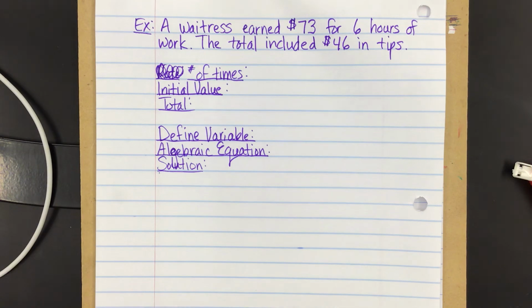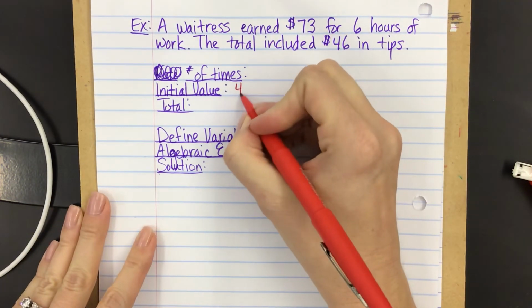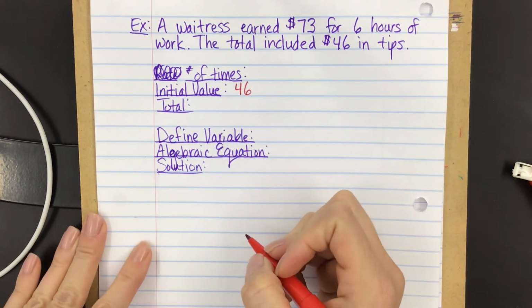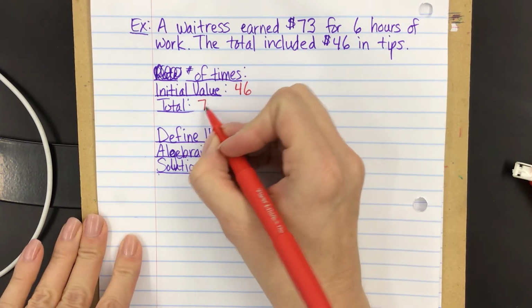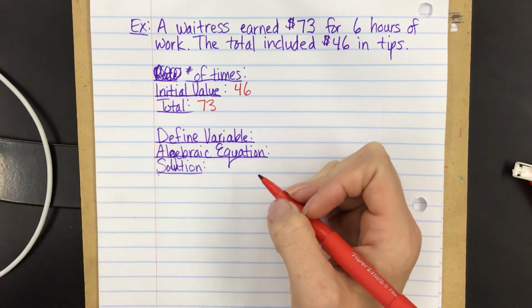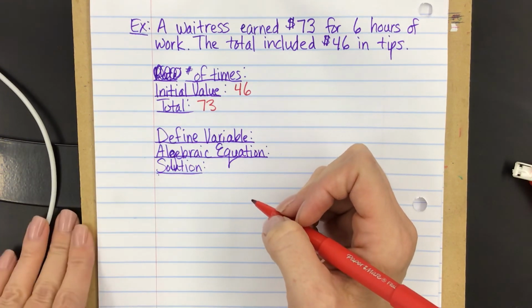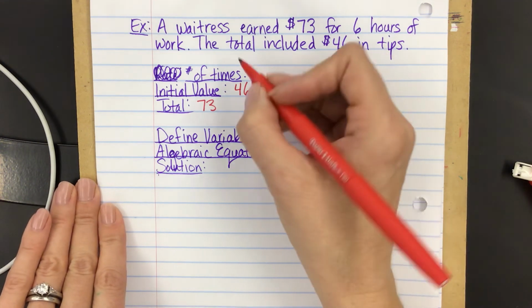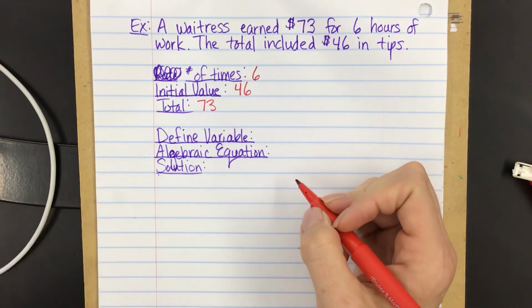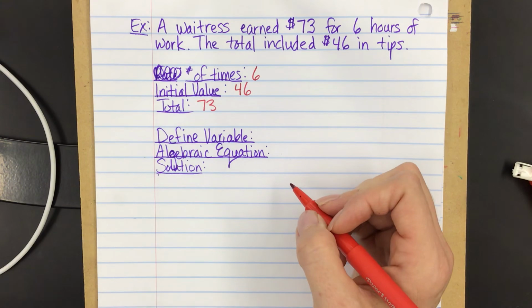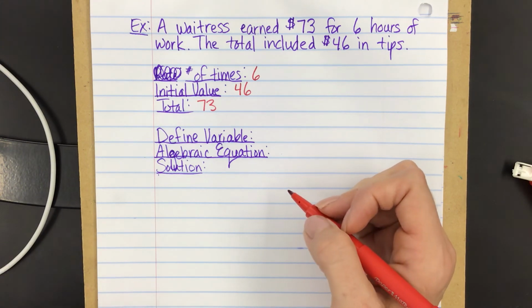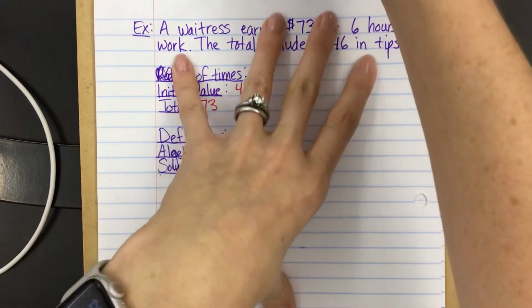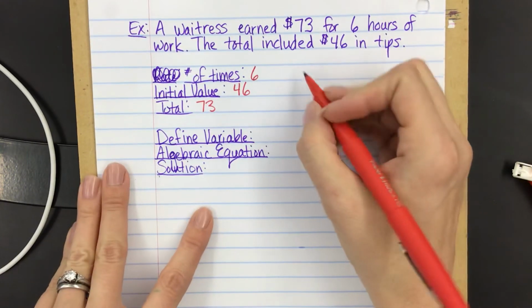Let's see, what's the initial value? 46, good. What's the total? 73. And in this case, they didn't give you the rate. That's what we're going to be finding. But how many times is that rate going to occur? 6 times. Yes, because the rate would be how much she makes per hour. She's working for 6 hours. That's how many times, okay? And so then you end up with this equation that looks like this.